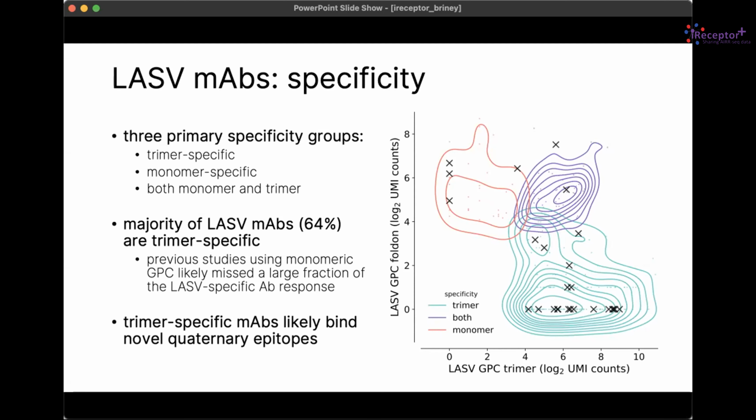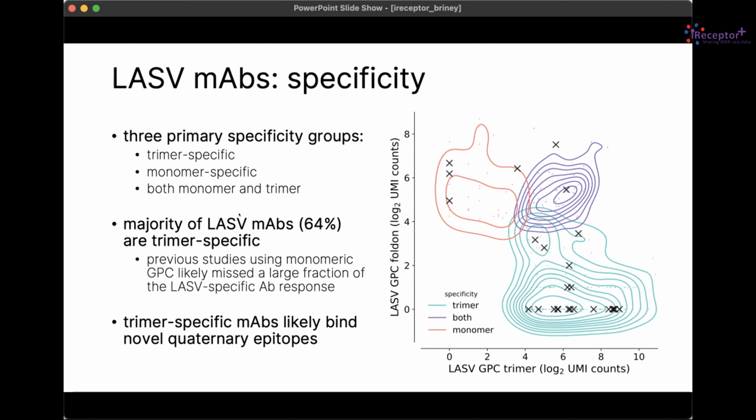So this is one of the ways we use to plot antigen specificity with 2 antigens. On the x-axis here is the trimer. On the y-axis is the fold-on, which we are treating essentially like a monomer, because we have essentially 3 monomers tethered together, but not necessarily in a trimeric form. So we can see 3 major groups: trimer specific, binding to both, and monomer specific.